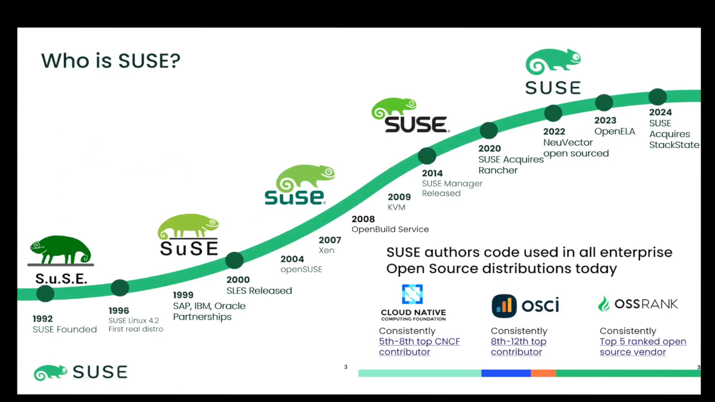So we are a German company, and we started in 1992. So we are probably 32 years old this year. But I think what is of interest is the last few years, we acquired Rancher in 2020. 2022 was NeuVector, which is a container security product.